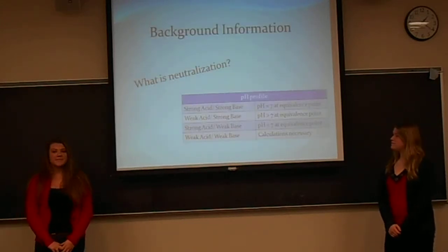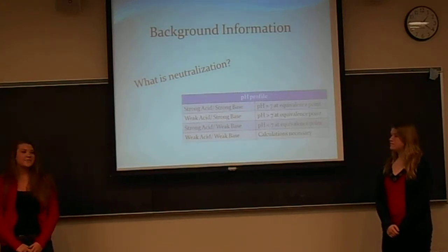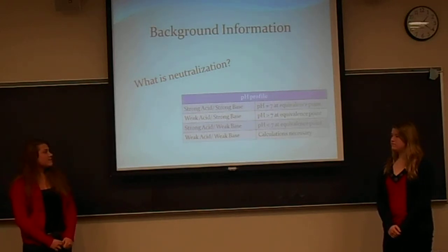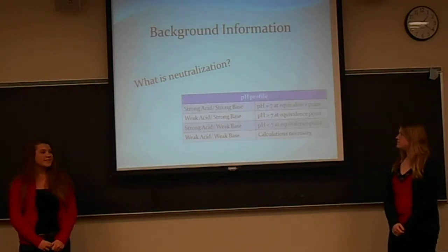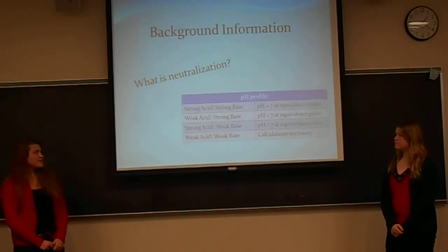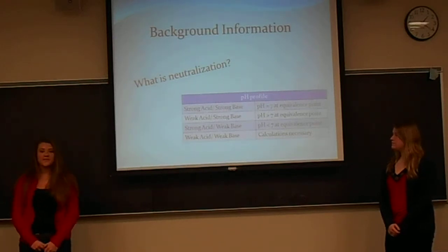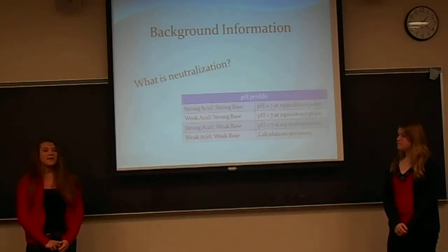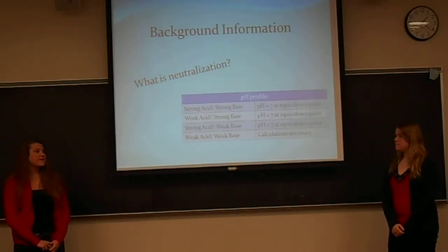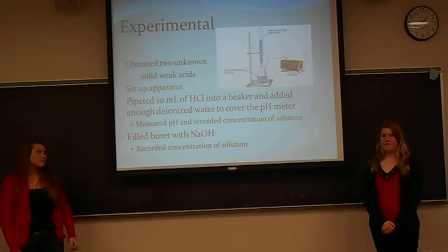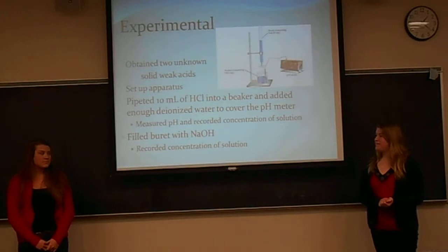Some background information on the experiment. What is neutralization? It is the reaction between an acid and a base that results in water and a salt. And some pH profiles, the general results: a strong acid and a strong base results in a pH of 7 at the equivalence point. And the weak acid and strong base results with a pH of greater than 7 at the equivalence point. The strong acid and weak base reaction results with a pH less than 7 at the equivalence point. And the weak acid and weak base reaction, you need more calculations to determine where the pH will be at the equivalence point.